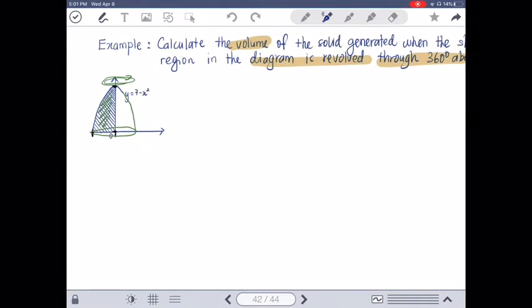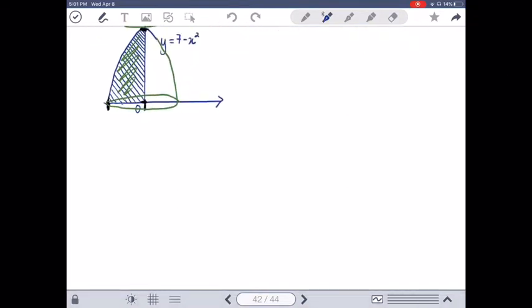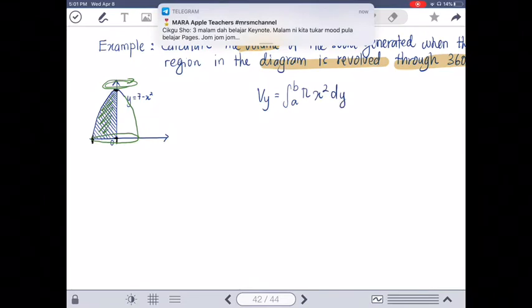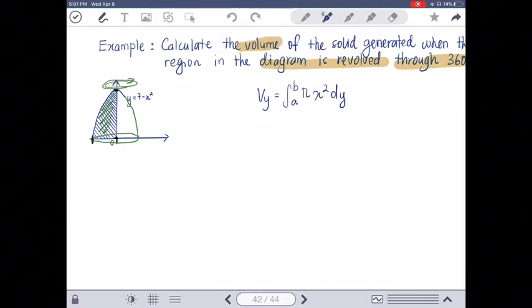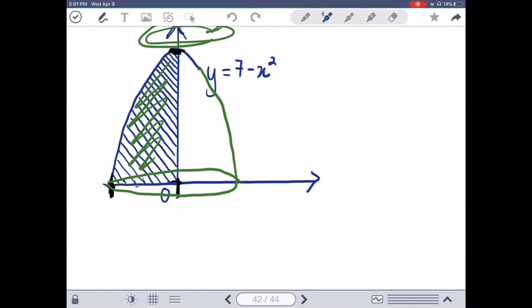And we turn about the y-axis, which means that we need to use Vy. Vy is just equal to the integration from a to b of pi x squared dy. Okay, so again, dy means turn about the y-axis, so the boundaries should be on the y-axis. So we know that the boundary starts from 0 until the top here.